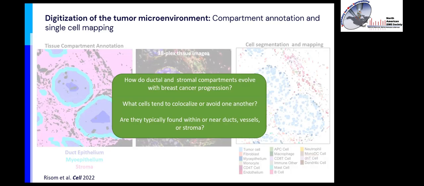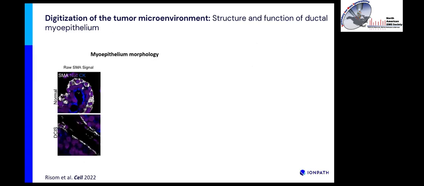And so the question then is, how do the ductal and stromal compartments evolve with breast cancer progression? What cells tend to co-localize or avoid one another? And are they typically found near ducts, vessels, or stroma? So here we're not just looking at what the cell types are and where they are in relation to each other, but where they are in relation to higher level structural features within the tissue sample.